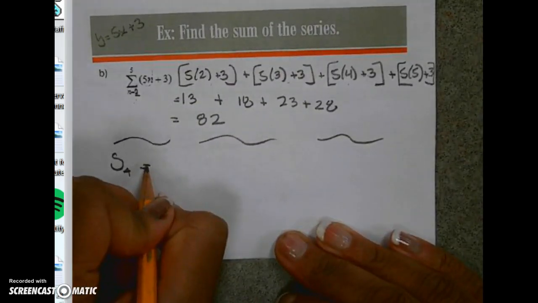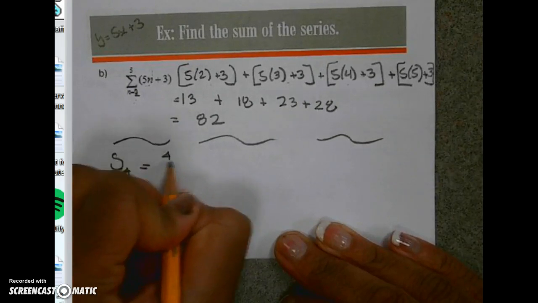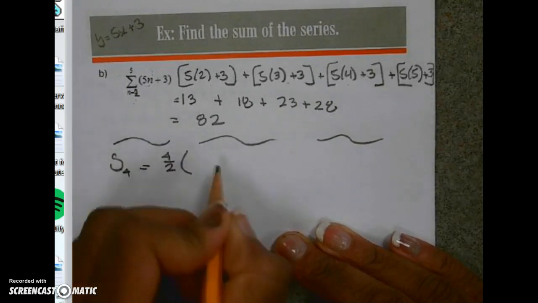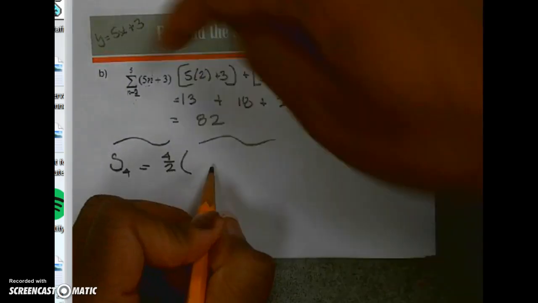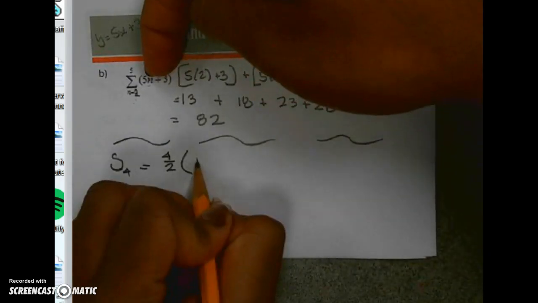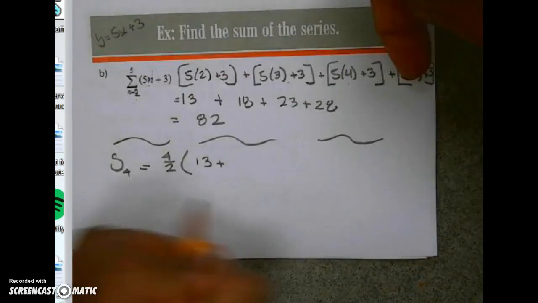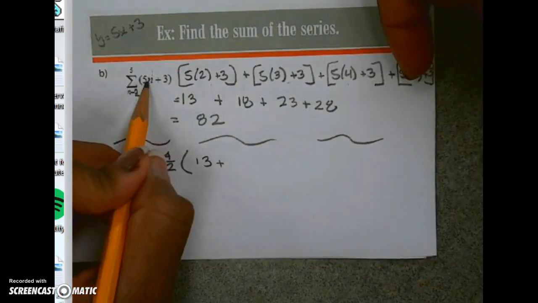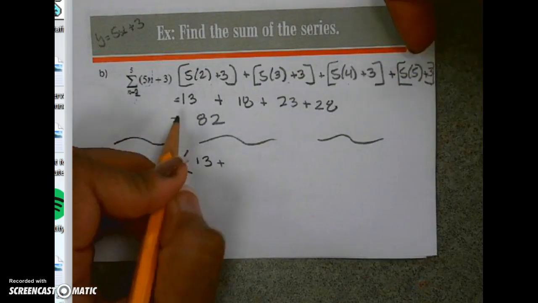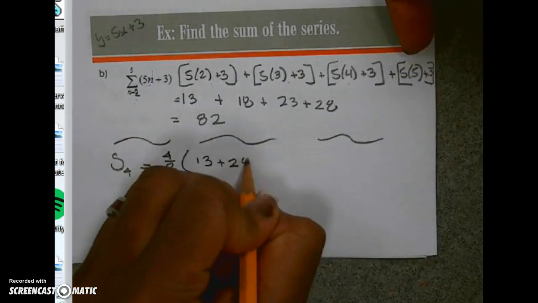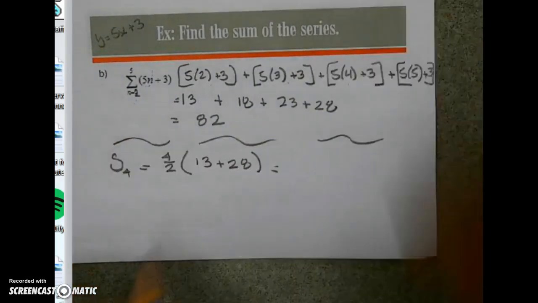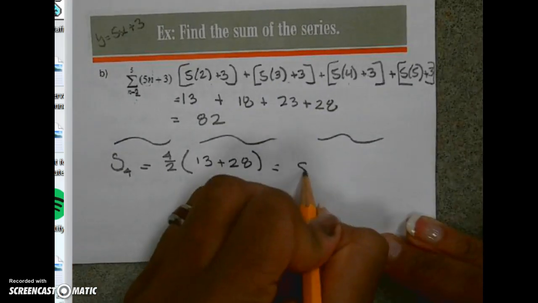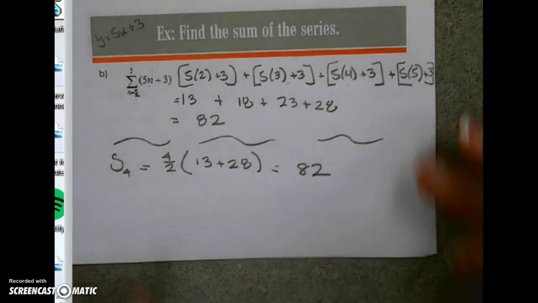Equals n over 2, so 4 over 2, times the first term, so when you plug in 2 to here, you get 13, plus the last term, when you plug in 5 into here, 5 times 5, 25 plus 3, is 28, and then you're still going to get the same answer, 82. Either one of these work.